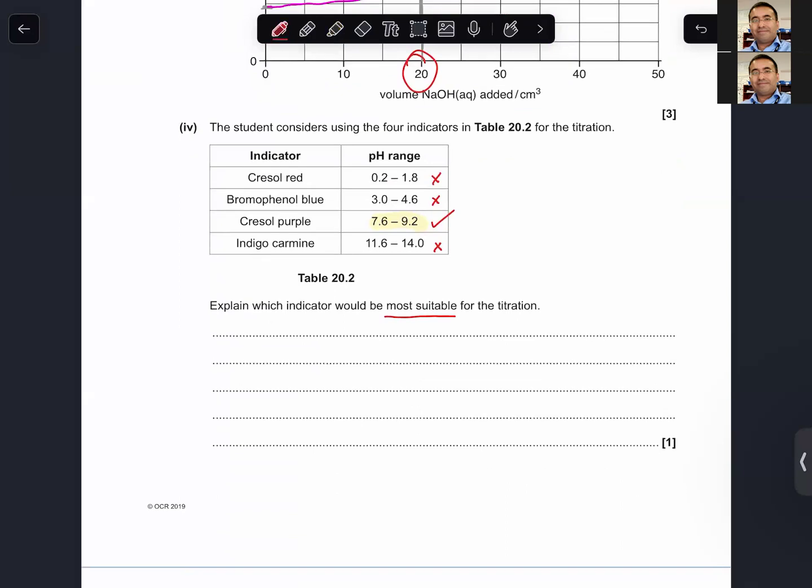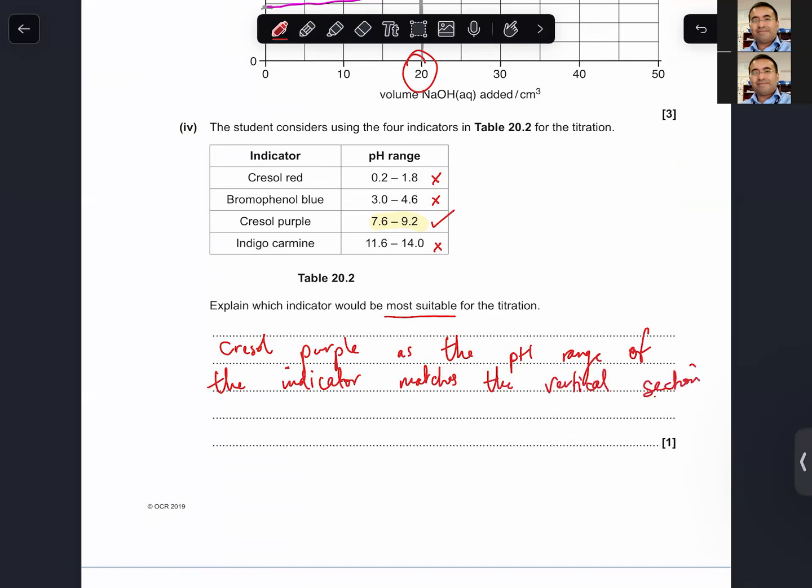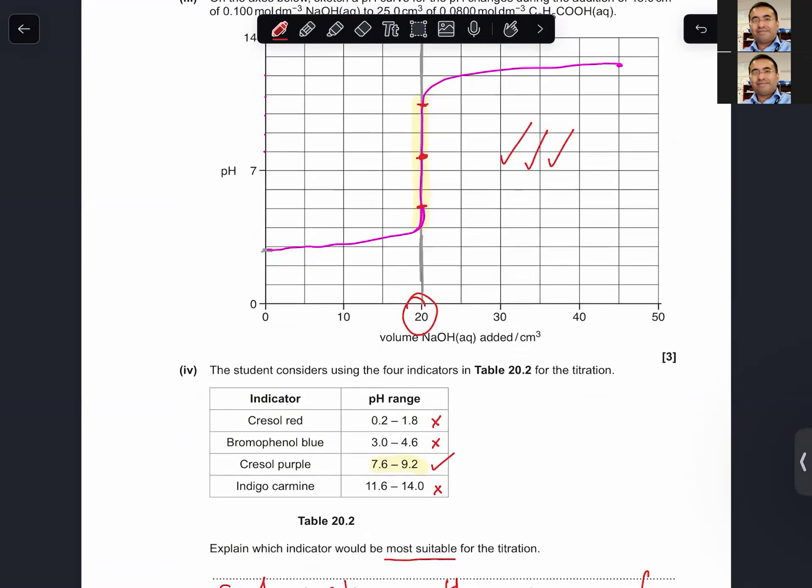So we say, which indicator would be the most suitable? With cresol purple, the pH range of the indicator matches the vertical section of the pH range in the graph. Yep, putting that into words.